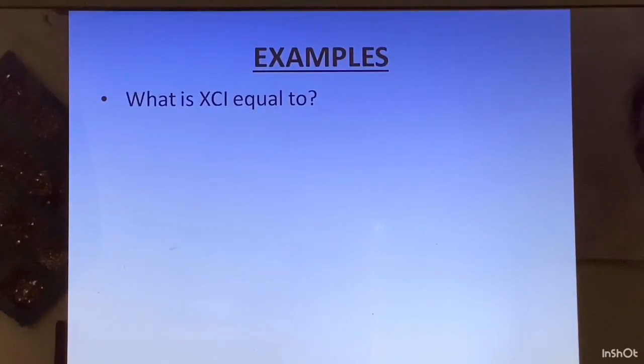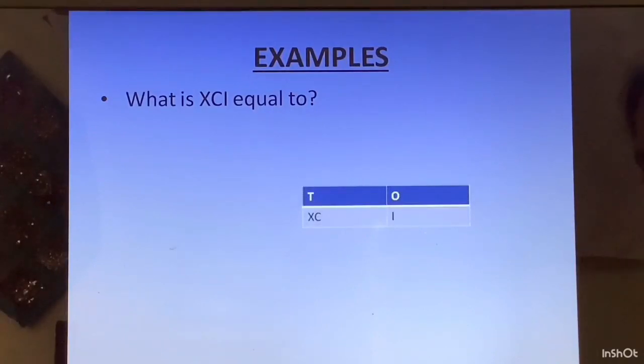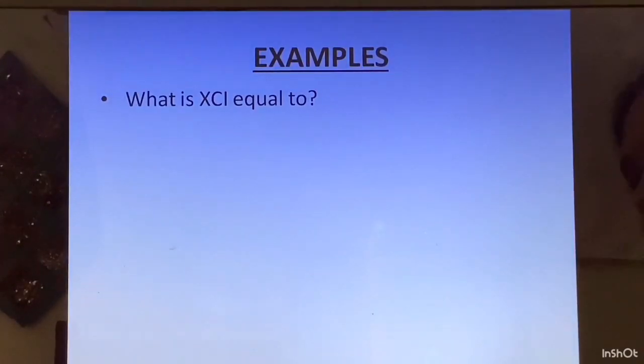What is XCI equal to? XC represents the tens place and I will be in the ones place. XC will mean what? XC is 100 minus 10 and I is 1. So 100 minus 10 is 90. 90 plus 1 is 91. So this gives us XCI is 91.